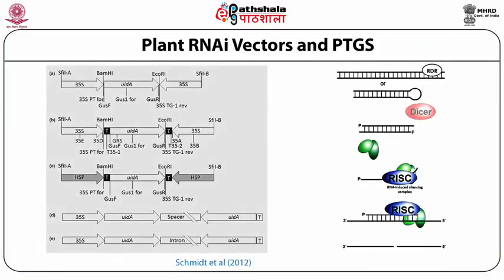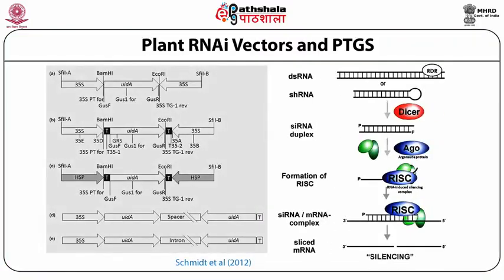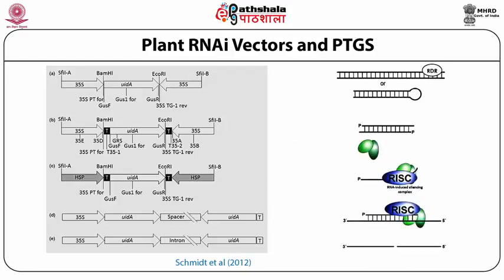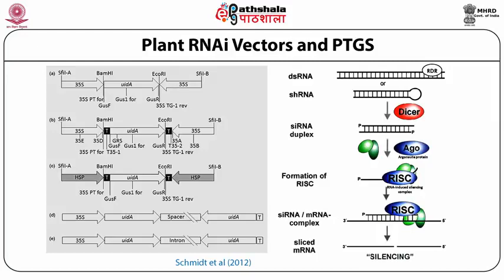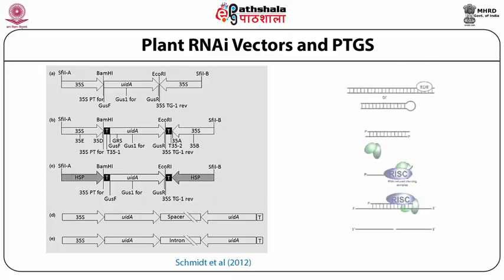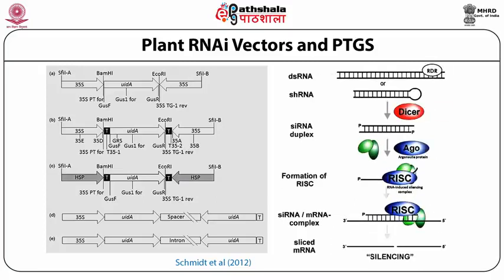Thus, special types of vectors have been developed to study post-transcriptional gene silencing, which are known as RNAi vectors. RNAi technology is a very powerful technology to study gene function and the effects of gene silencing in any plant or animal or any other system. Here on the left side, you have a panel showing different types of RNAi vectors and how they are created. You can take a coding gene, in this case the GUS gene, the UidA gene. On both sides you hook up a constitutive promoter.